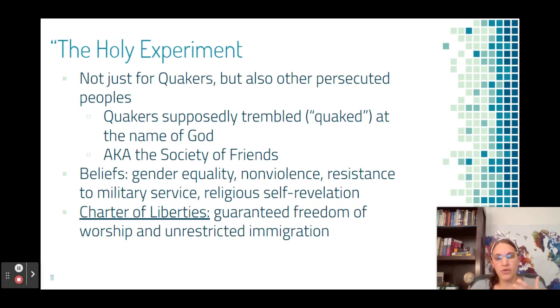And so they created what was called the Charter of Liberties, which guaranteed freedom of religion and unrestricted immigration in the region.